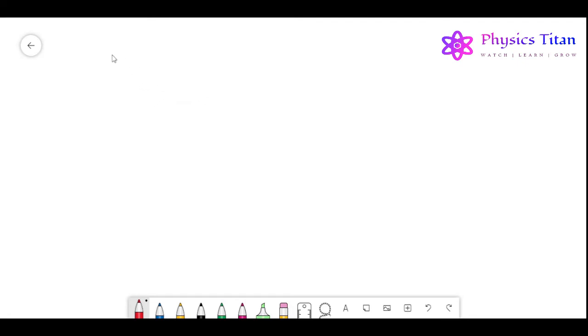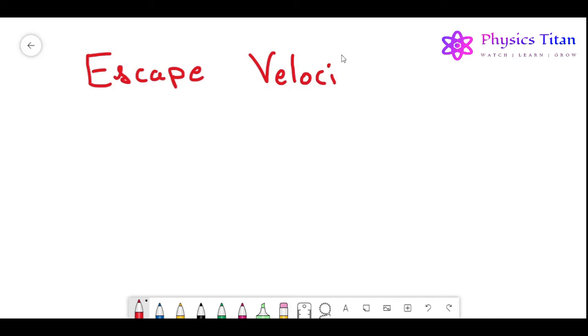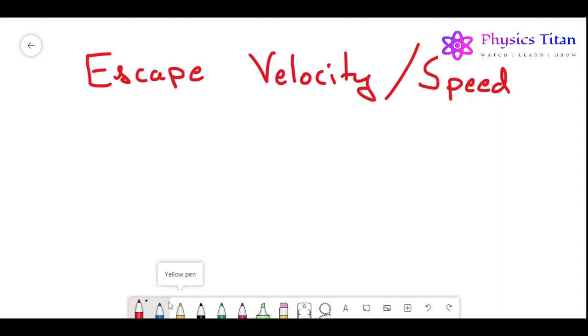Hello friends, in this video we will talk about a concept which is known as escape velocity, and it is sometimes also known as escape speed. As the name suggests, escape velocity means a speed or velocity required to escape the influence of some other object. In this case, we will be calculating the escape velocity for a planet.